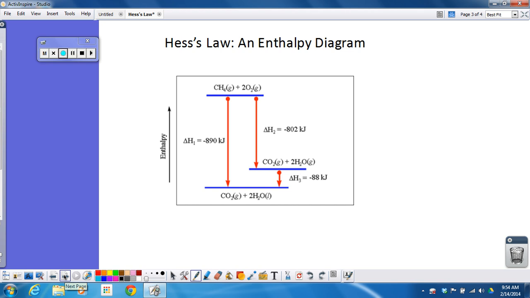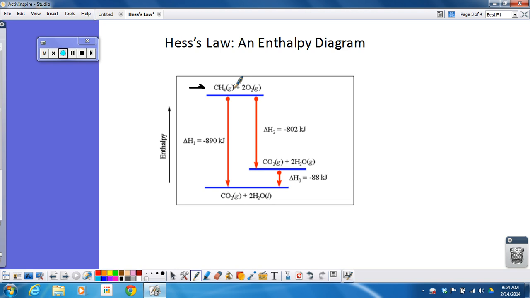Let's take a look at this picture. Here are my reactants. I'm going to burn some methane. So there's CH4 plus O2. I burn it and turn it into CO2 gas plus H2O liquid. And 890 kilojoules of energy is released when those reactants turn into products.